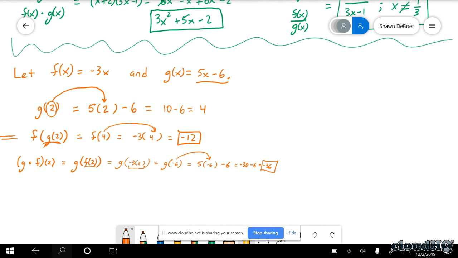Sometimes you'll be asked not to plug in a number, but to leave your answer in terms of x. So here's one where I'm not plugging in a number. If I'm not plugging in a number, I'm not going to get a number out as an answer. I'll have something in terms of x.